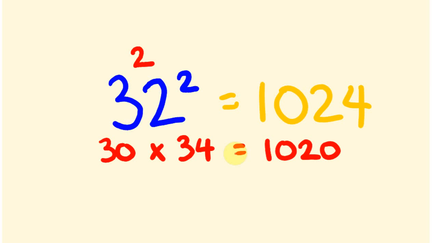And the very last thing we do is we just add the square of this difference number to our answer. So 2 squared is 4. We add these together, and we get our answer, 1024. Okay, so I'll just go through those steps again. We find the distance between the number being squared and the nearest tens number, which is 2. We take this number away from the number being squared, and we add it to the number being squared. So 30 times 34, and then we add this number squared to our result.